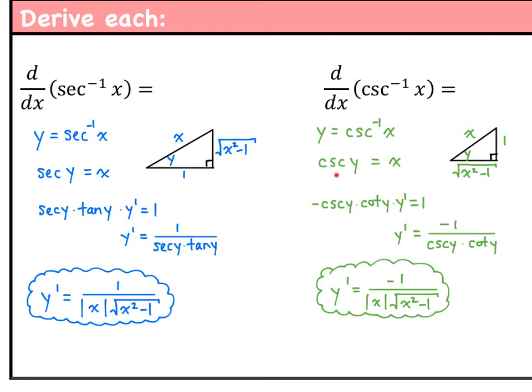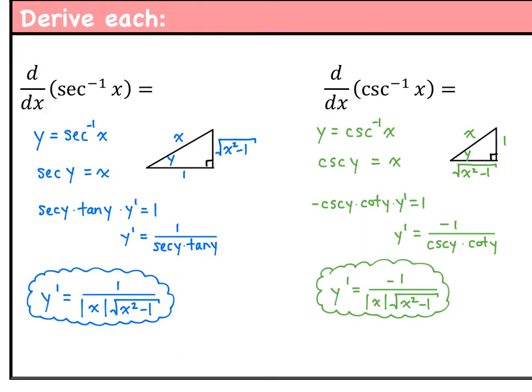Now taking the derivative of cosecant, we get negative cosecant cotangent times y prime, and the derivative of x is 1, and going through the process, we get y prime. So the cosecant of y is going to be the absolute value of x, and then the cotangent of y is simply the square root of x squared minus 1. So there we have our derivative of the arc cosecant.